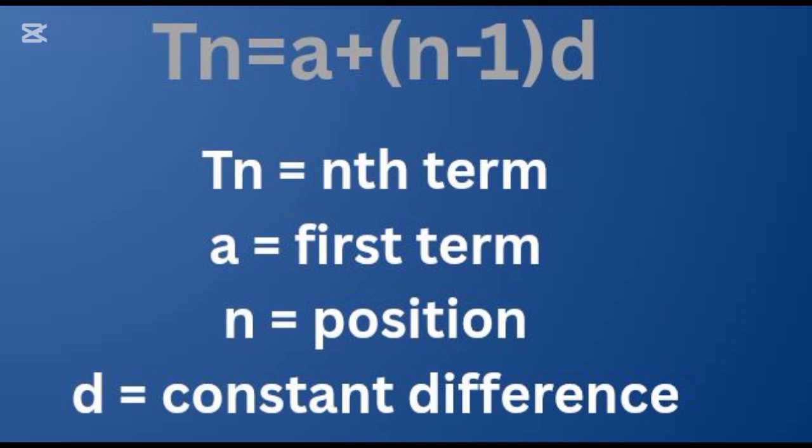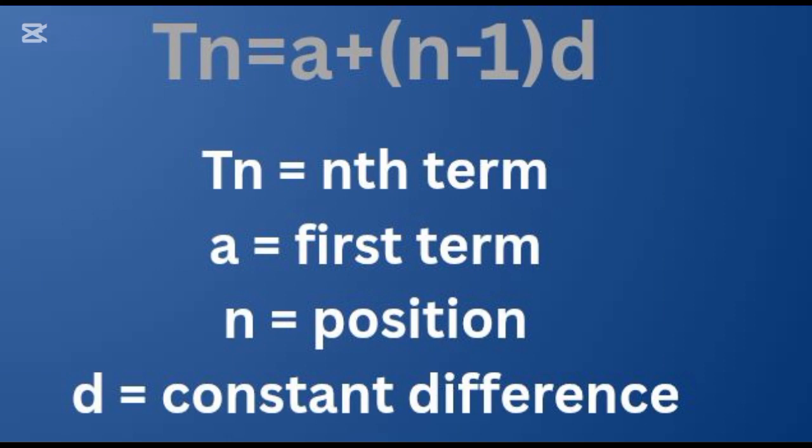The first number that's going to appear in the sequence, that's the one that is a. And then n is the position of the term. So in which position is it? Is it the first term? Is it the second? Is it the third? That's going to be indicated by numbers 1, 2, 3, and so forth.